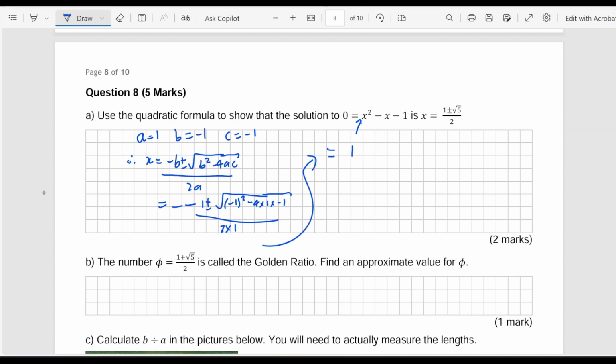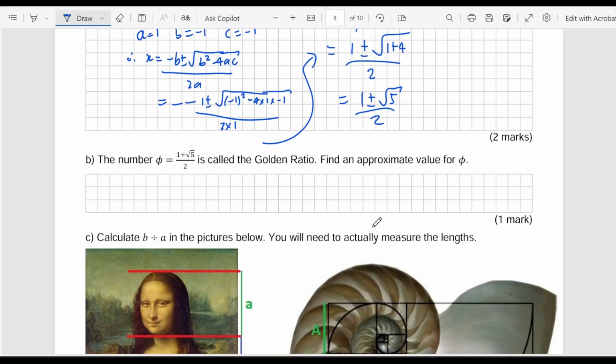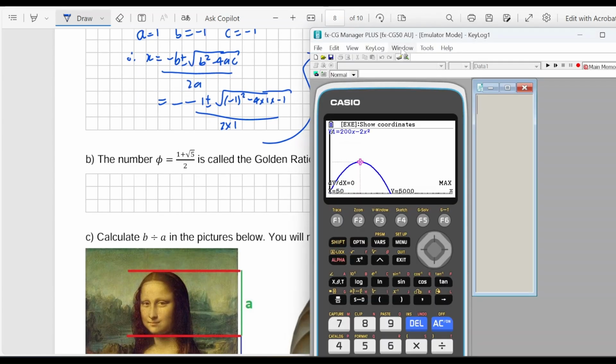So that's going to be +1. This is going to be 1 plus 4 in here. And this is all going to be over 2. So that's 1 plus or minus the square root of 5, over 2. This is called the golden ratio. Let's find an approximate value for it.